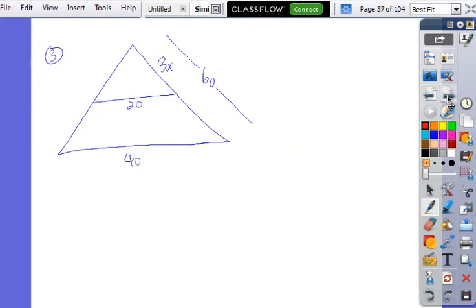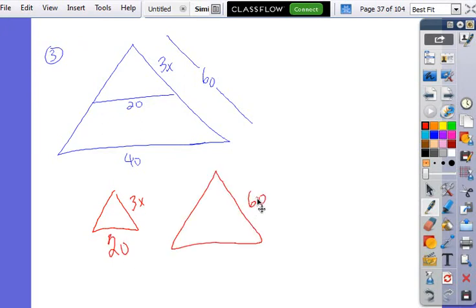All right, what do we do right here? Two triangles. Do two triangles. So my little triangle would be 3x there and 20 there. My big triangle is going to be 60 there, 40 there. Set it up and solve it after that. Make the proportion.